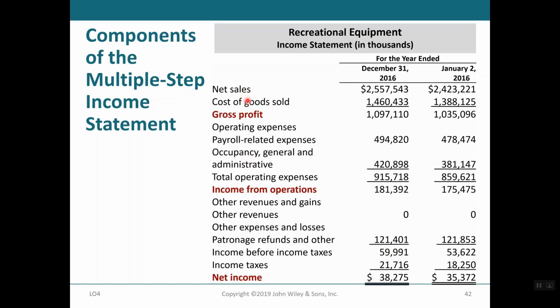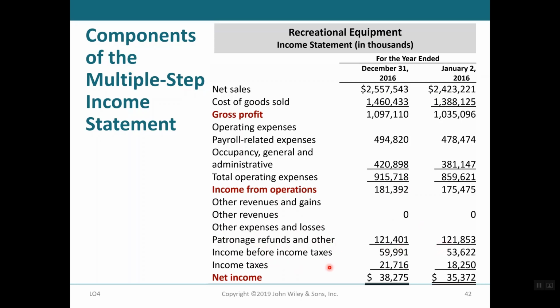So here we have the net sales, our cost of goods sold, and we calculate our gross profit. Then we have our operating expenses, the total expenses. When we deduct that from our gross profit, it gives us income from operations. Then we have other revenues and gains. Other revenue, we have zero. Other expenses and losses, nothing. Patronage refund, we have some.